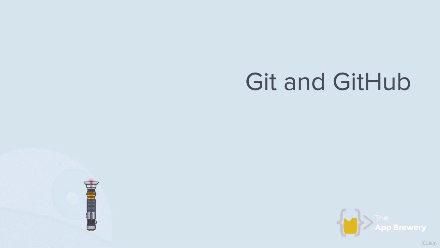Now, before we can start deploying our website, the first thing we have to do and we have to understand is something called version control. And we're going to be using the most popular technology for version control, which is Git and GitHub. So let's talk about version control in its simplest form.